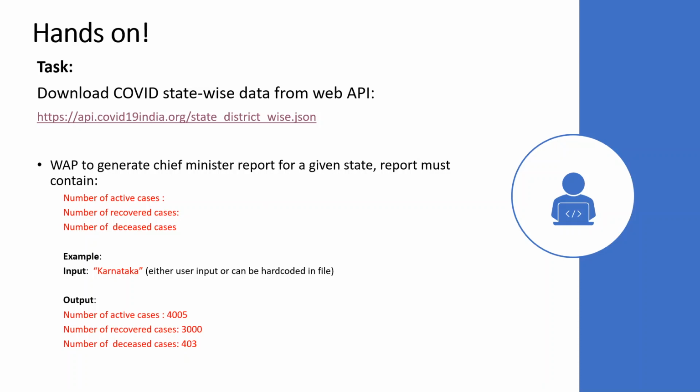If I just input Karnataka, then it should calculate the sum of all the cases reported in all the districts and sum it up and give this report. Okay, that's a small exercise actually.